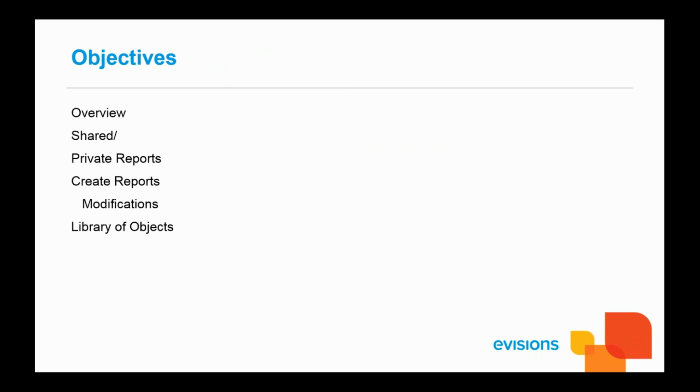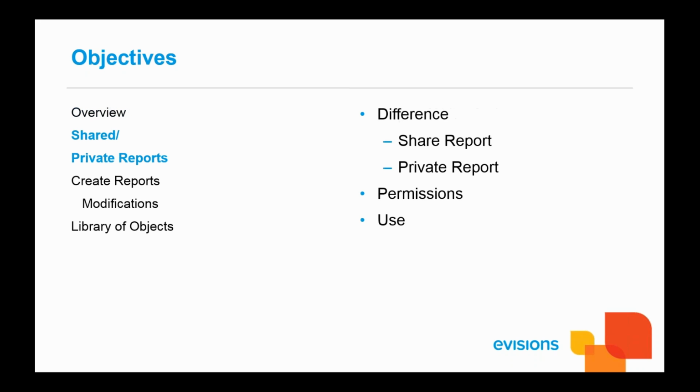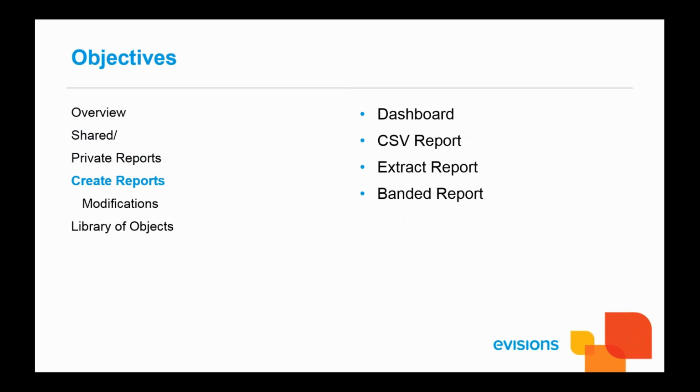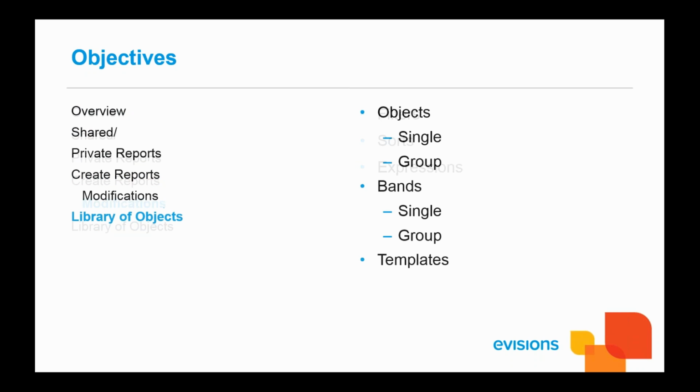We will be covering the following objectives in this training. We will be doing an overview of what the report writer role is, the differences between a shared report and a private report, how to create each type of report, how to add filters, sorts, and expressions to a report, and how to add objects to the Library of Objects tool.